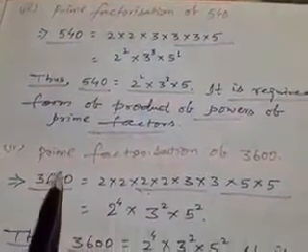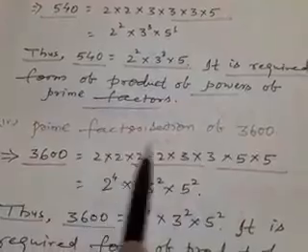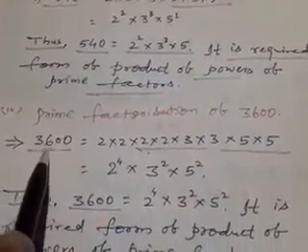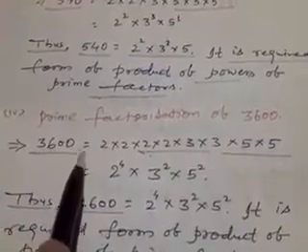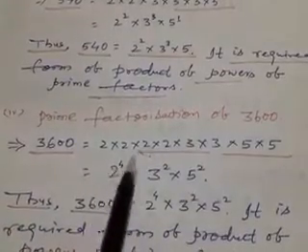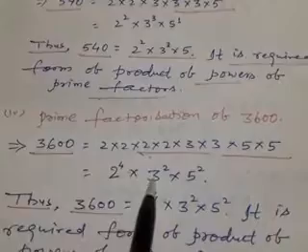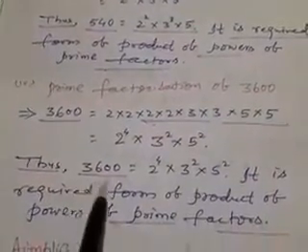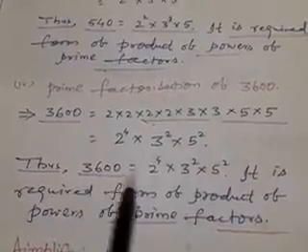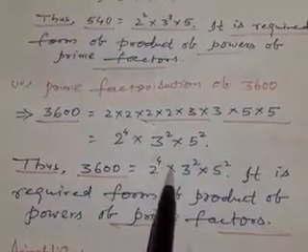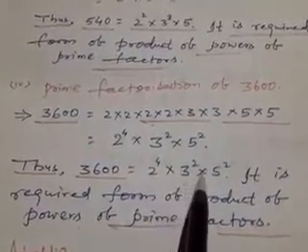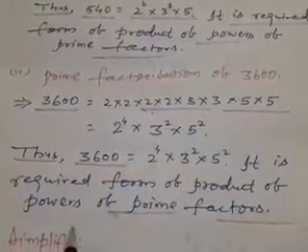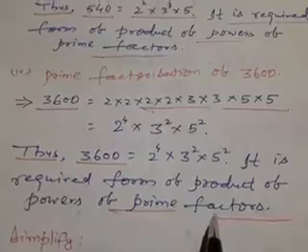Next is prime factorization of 3600. Like this, when we find the prime factors of 3600, we find 2 to the power 4 multiply 3 square multiply 5 square. So we write 3600 is equal to 2 to the power 4 multiply 3 square multiply 5 square. It is the required form of product of powers of prime factors.